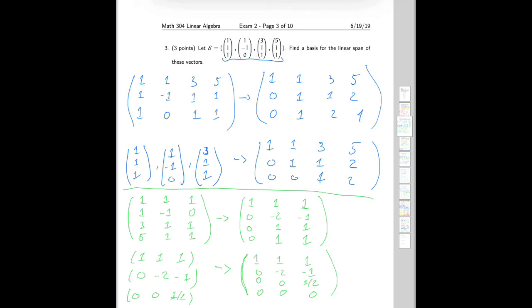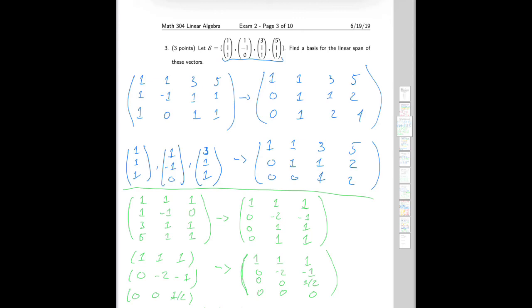Now we just need to flip them back into column vectors so that they are a basis for the linear span of the 4 vectors that we're given. So this is 1, 1, 1, 0, minus 2, minus 1, 0, 0, 1/2.